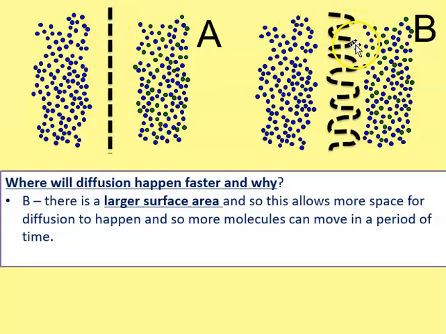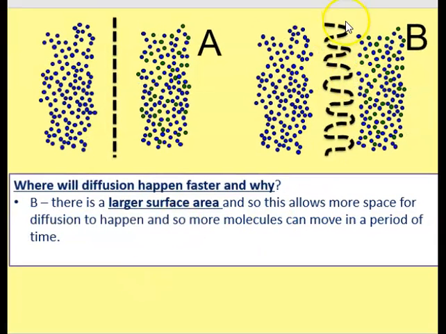This one covers the same space, but because it's got these indentations in them, so they've got that wiggle there, that increases the surface area, which means that there are actually more gaps along there for the particles to move. So B has got the largest surface area, and because it's got a larger surface area, diffusion will happen faster. So that means more particles will be able to move across at a quicker rate.